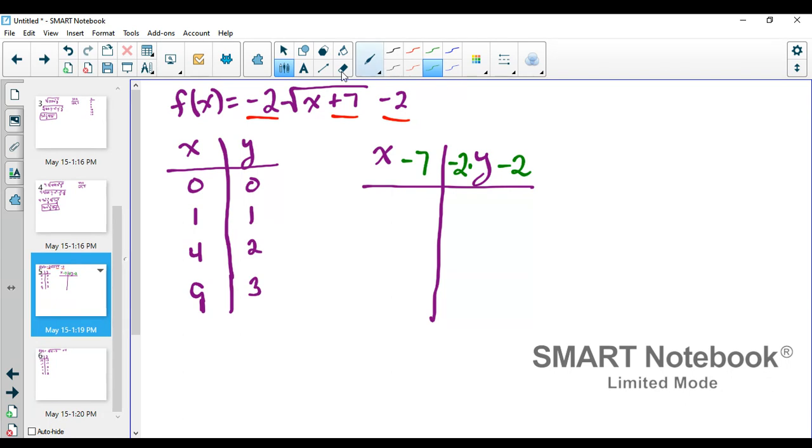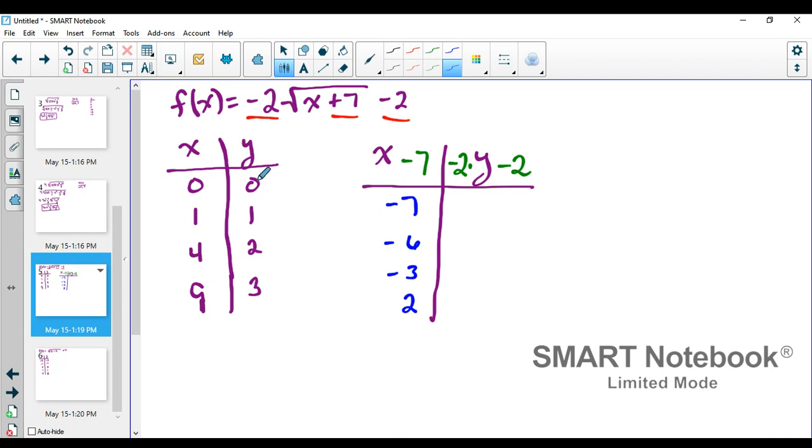All right, now the next step, you're going to take the x values in this table and follow this function. So we have 0 minus 7, which is negative 7, 1 minus 7, which is negative 6, 4 minus 7, which is negative 3, and 9 minus 7, which is 2. So those are our new x values from this table to this one.